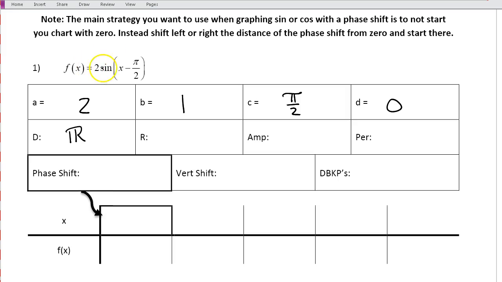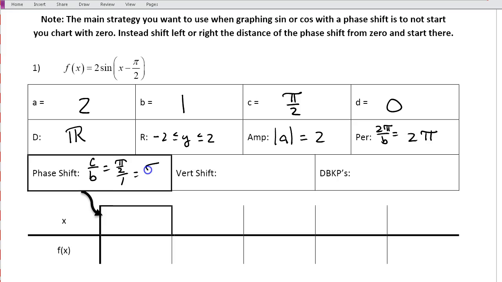We can see that my amplitude is going to be 2, so this is going to go from negative 2 to positive 2. Amplitude is the absolute value of a, which is 2. Period is 2 pi over b, which is 2 pi over 1, so that's 2 pi. My phase shift is going to be c over b, so c is pi over 2, and b is 1, so that's just pi over 2. So the whole graph has been shifted pi over 2 to the right because my phase shift is positive. Vertical shift is d, so that's 0. And my distance between key points is period divided by 4. So that's 2 pi divided by 4, which is pi over 2.